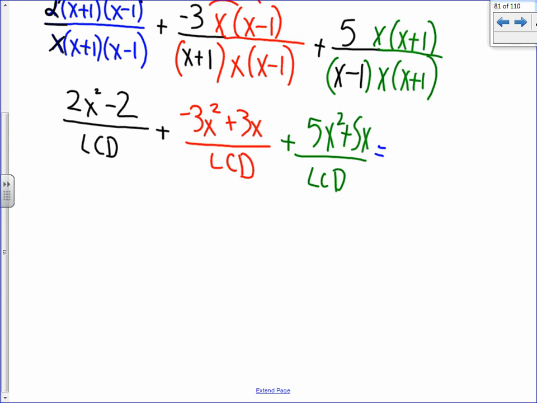So combining our like terms, we have x squared is a like term. So we have 2x squared, negative 3x squared gives us negative 1, plus 5x squared is 4x squared. And then I have 3x and 5x is 8x, and then minus 2. Over my LCD, which I actually have to write out.